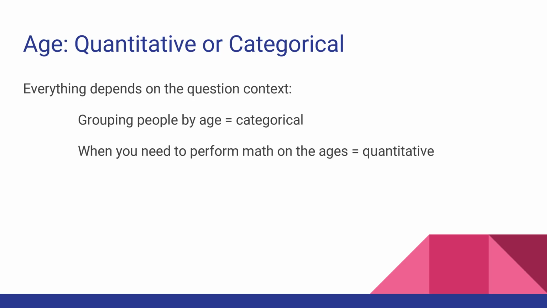So you always have to pay so much attention to your question context, because when we grouped people by age, we made categories. But when we need to perform math on the ages, that's quantitative. So question context is everything in statistics, and so always read the questions.